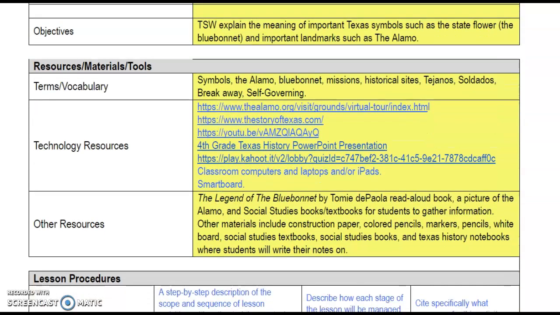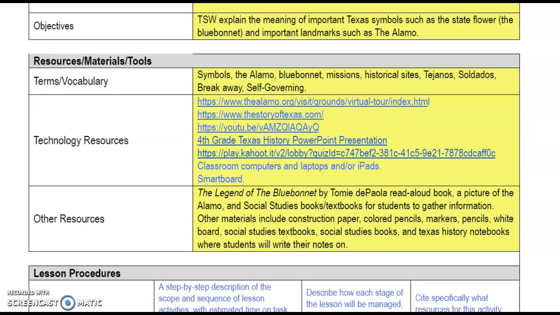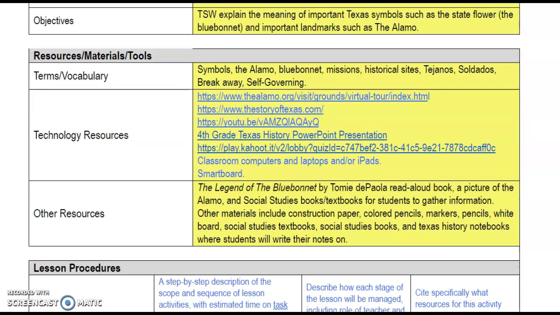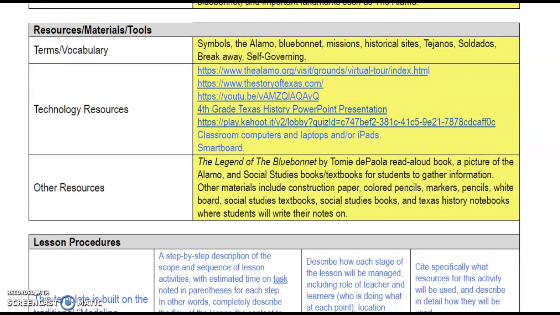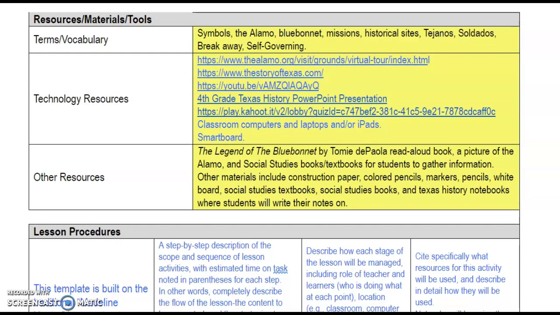So my objective is going to be the student will explain the meaning of important Texas symbols such as the state flower, the bluebonnet, and important landmarks such as the Alamo. And then here for my resources and materials, I have the vocabulary terms that the students are going to be learning or going over in the lesson.